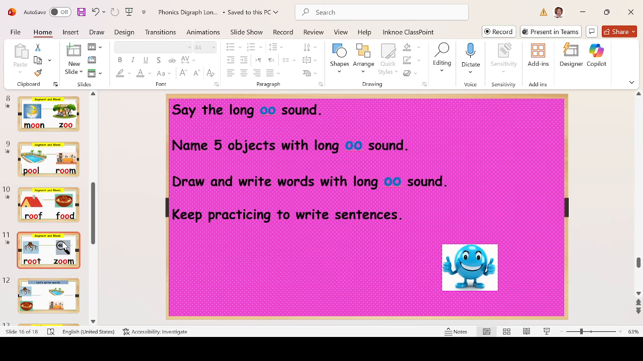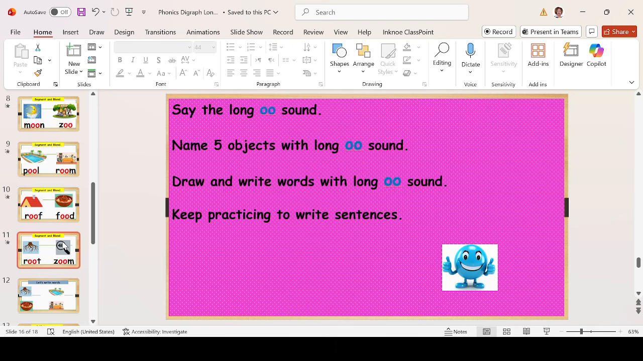That's great. Okay, and then I want you to draw and write words with the long oo sound. So you can draw the zoo, try to write the word zoo without copying. You can draw your roof, okay, and then try to write the word roof without copying. You can draw your swimming pool. Yes, if you have a swimming pool, you can draw it and then try to write the word pool, and you can also draw your favorite food and try to write the word food by yourself without copying. That's what I want you to practice to do.